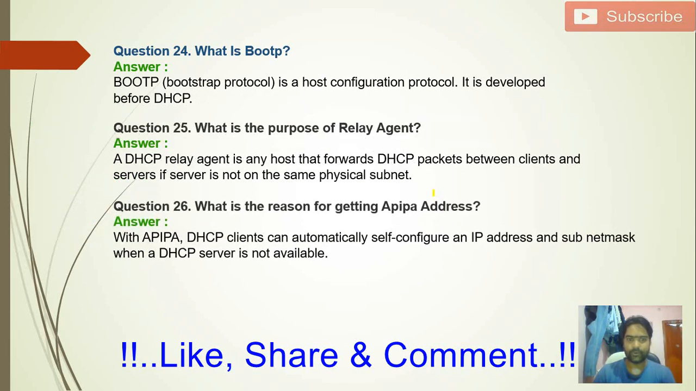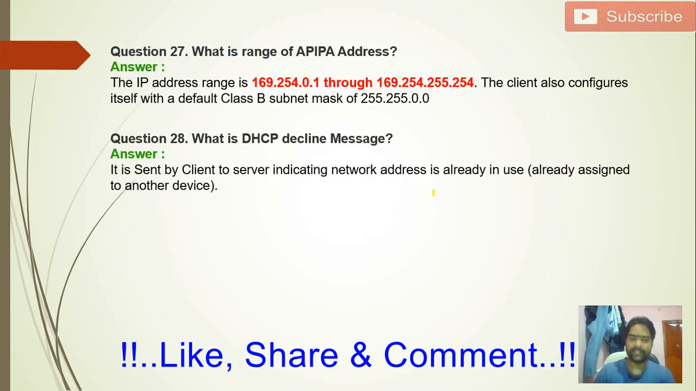Next question, what is the reason of getting an APIPA IP address? Very simple question, very common question. So getting an APIPA IP address is just like if your DHCP server is not able to assign an IP address and accept that request from the client. In that condition, the client will take one IP address automatically, that is known as APIPA, and that is the only reason why a system takes an APIPA IP address by itself.